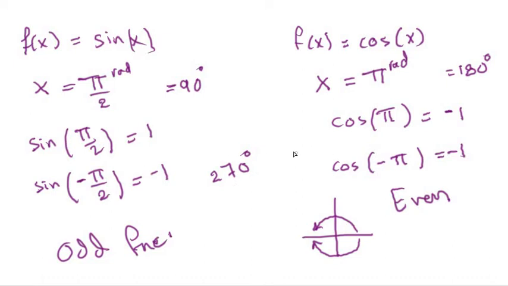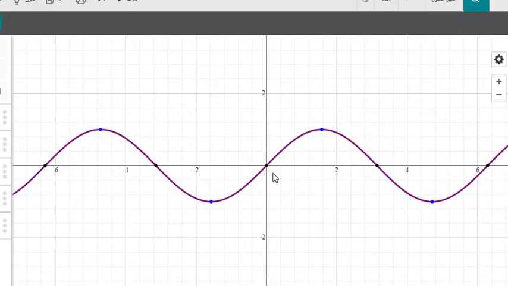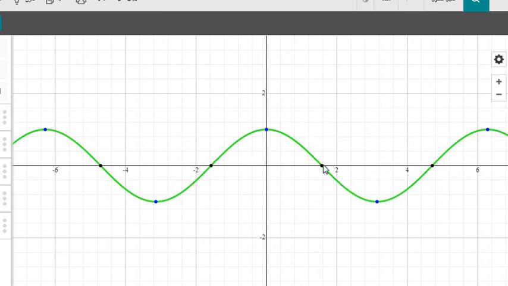Let's try to graph them both on the graphing calculator and see how to tell if they are even or odd. This is the graph of sine x. If you take this portion, for example, to make it simpler, it's symmetric about the origin. So this is an odd function. And this is the graph of cosine x. If you take this portion, you see that it's symmetric about the y-axis, then it is an even function. This is cosine pi over 2, this is cosine pi, and this is cosine negative pi again.